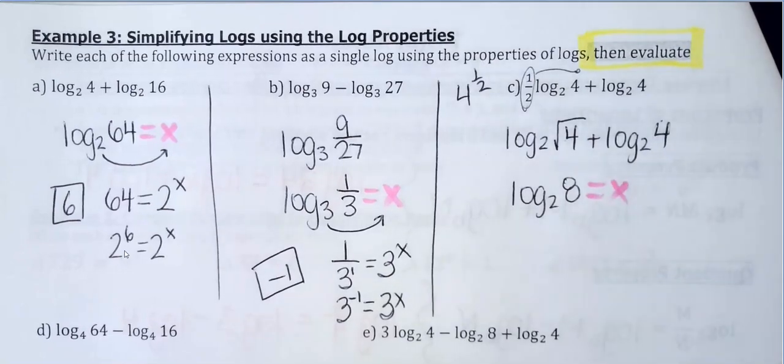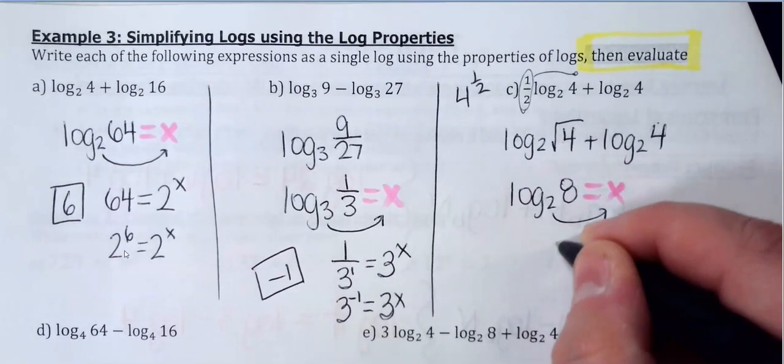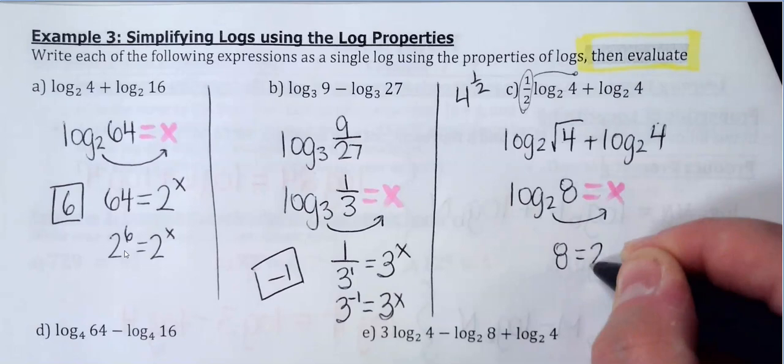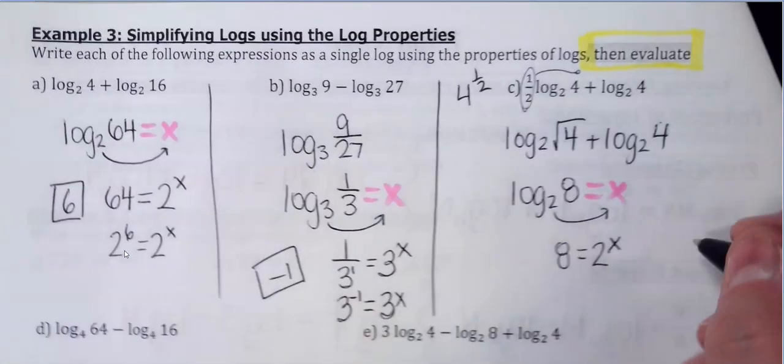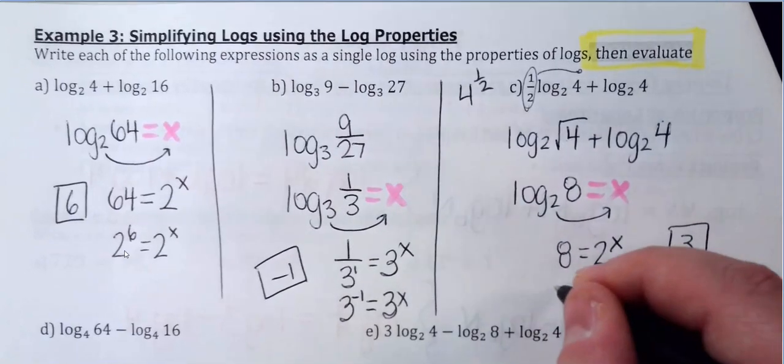I'm going to evaluate this. I'm going to get rid of the log, leave the 8 where it's at. The base of the log becomes the base of your exponent. We're going to push that x up in the air. Anybody know what x would be for that question? 3. Done. If you know that, just be done. If you're like, what the heck? 8 is 2 to the 3rd power.